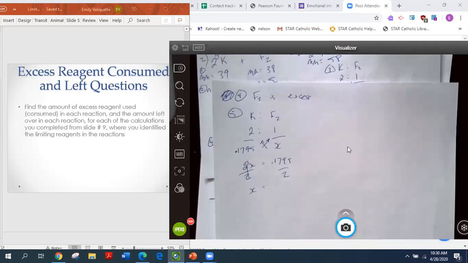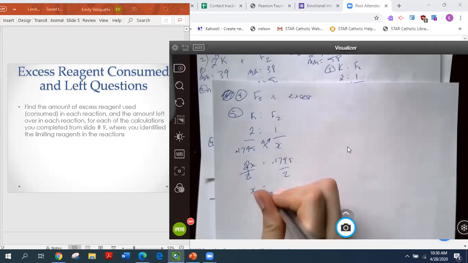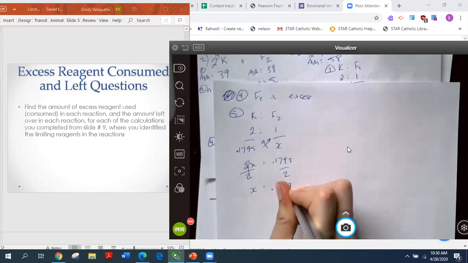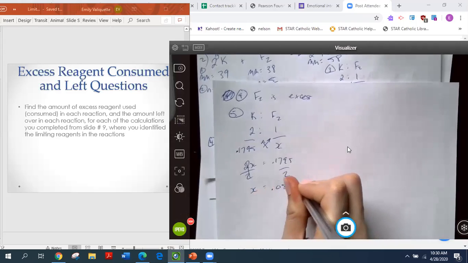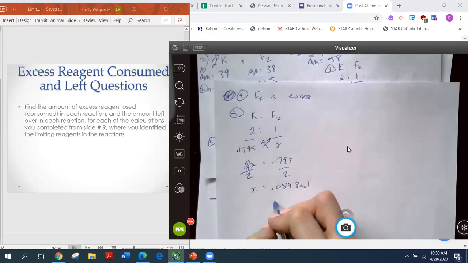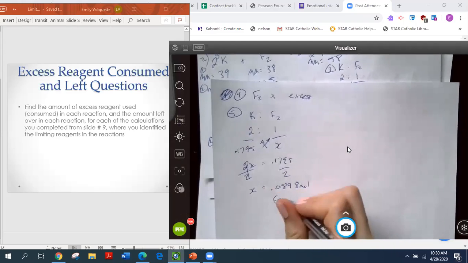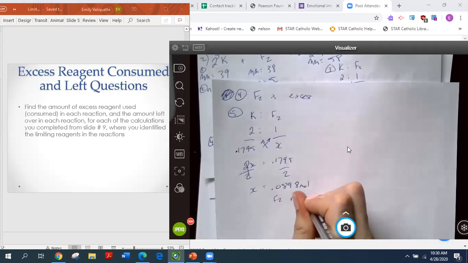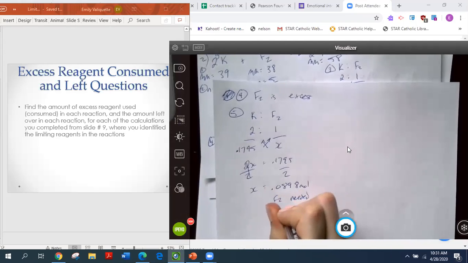And we get 0.1795 divided by 2, 0.0898-ish moles. That is the amount of fluorine needed, which is the same as the amount consumed.